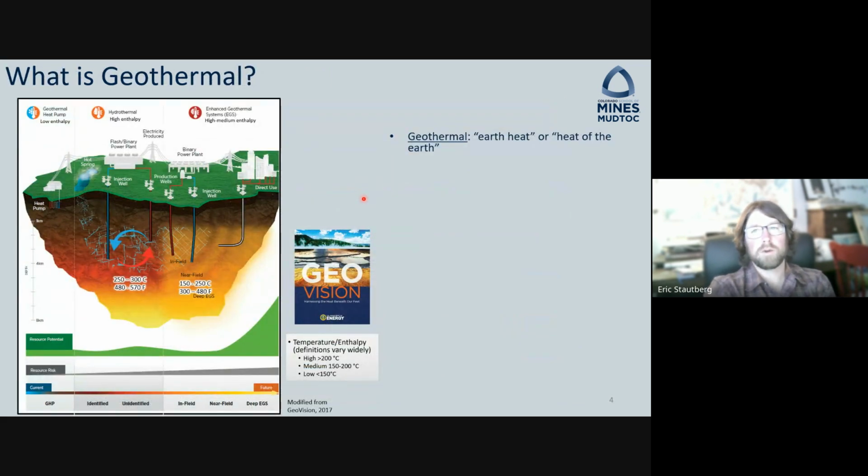Okay, so what is geothermal? And I'm going to go through a short introduction on geothermal, just because it is a catch-all term for a lot of different things. And so, of course, geothermal is earth heat, or heat from the earth. And this figure over here on the left, it's a really great figure. I always include it in my introductory geothermal presentations. It's from this GeoVision report. And if you're interested in geothermal, I encourage you to reach out or to just Google this GeoVision 2017 report. It's published by the Department of Energy, and it does a great job of summarizing everything geothermal. So it's a great place to start. And a lot of the figures I'm going to show in the next couple slides are from this report.